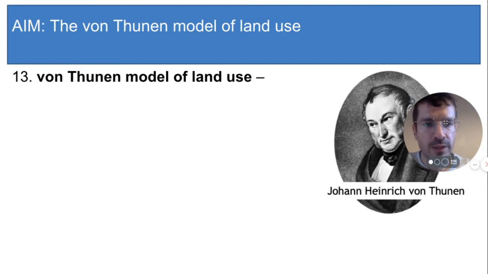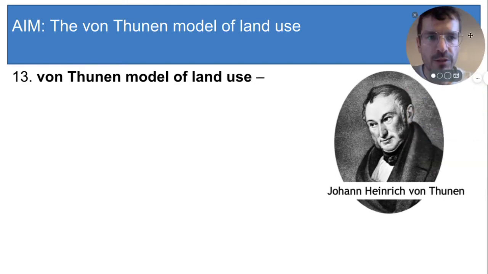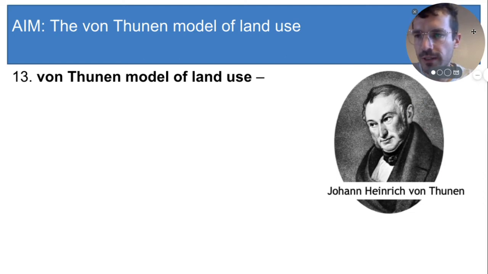Here is the model that is our focus today. It's called the von Thunen model of land use, and it describes agricultural land only. This model has nothing to do with cities or suburbs or industrial areas. It's only about how land is used in rural areas where most people are farmers.